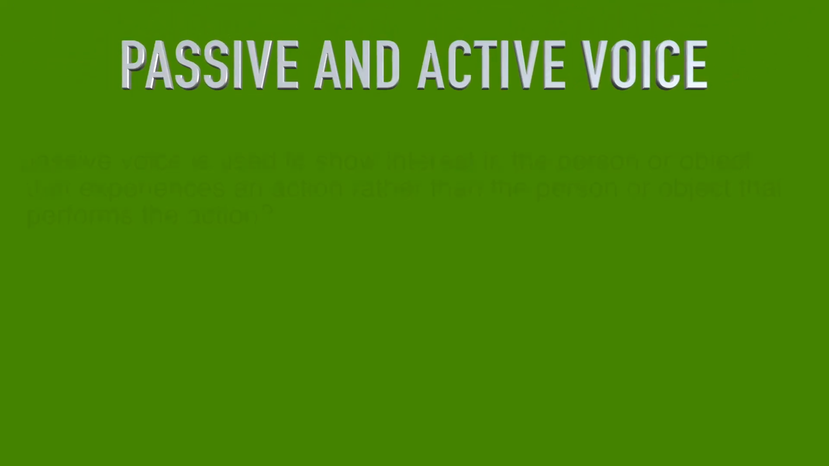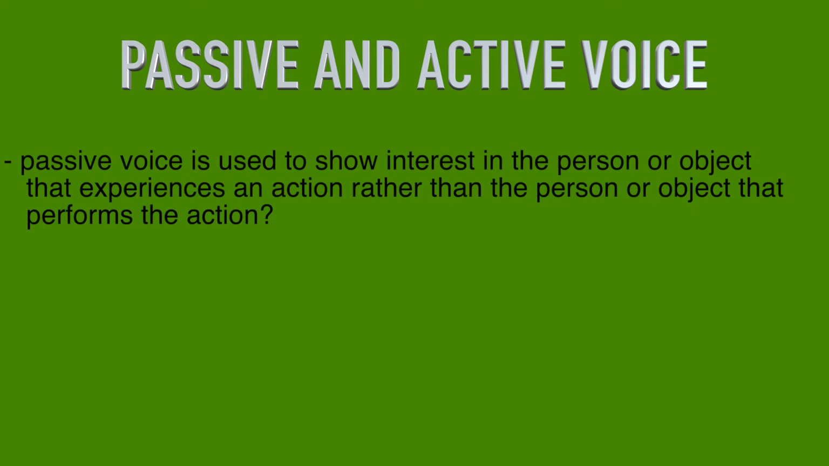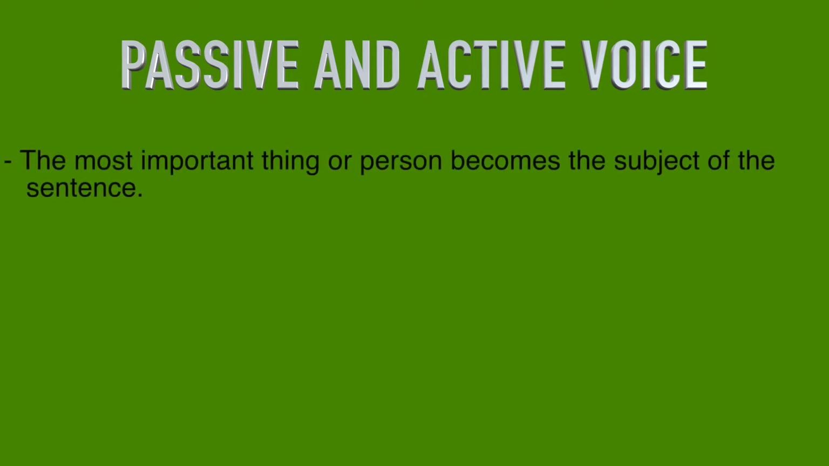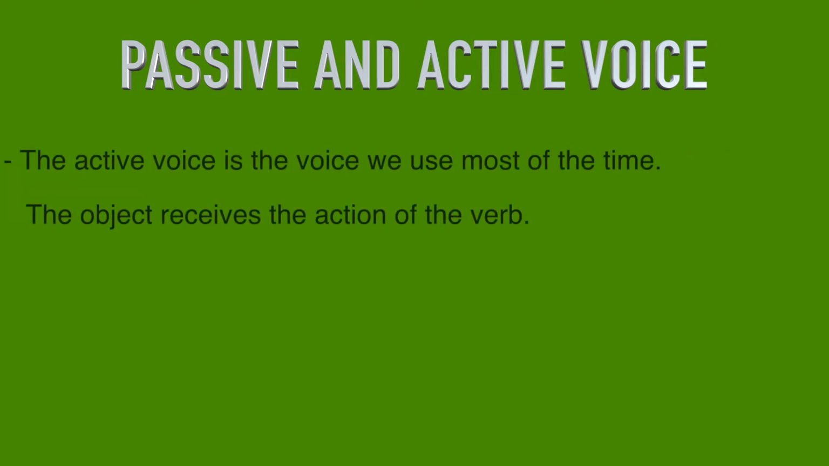Viewers, did you know that the passive voice is used to show interest in the person or object that experiences an action rather than the person or object that performs the action? In other words, the most important thing or person becomes the subject of the sentence. The active voice is the voice we use most of the time. In this voice, the object receives the action of the verb.